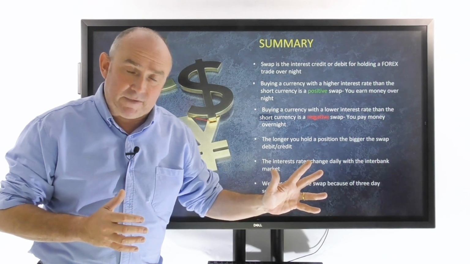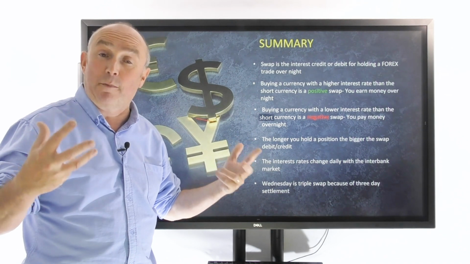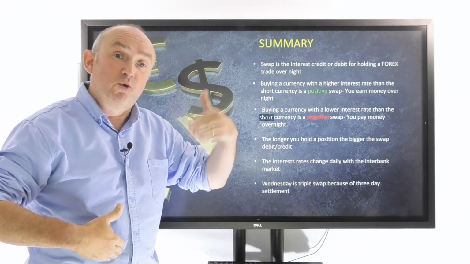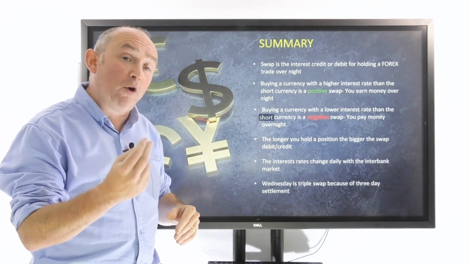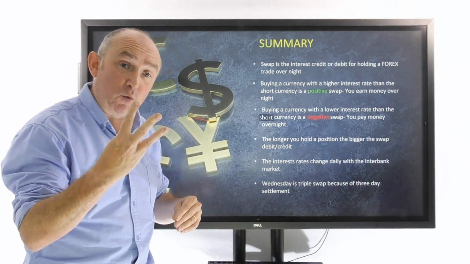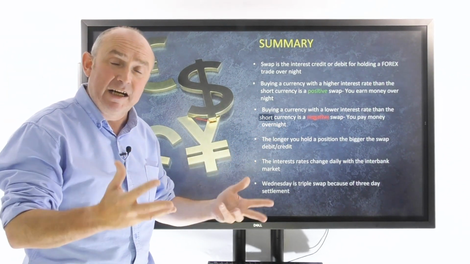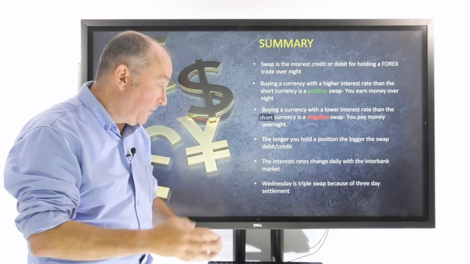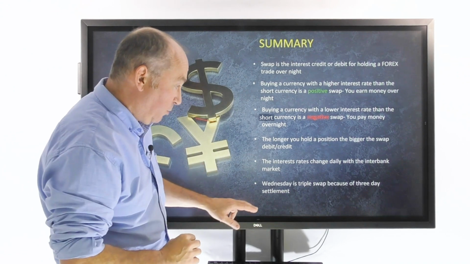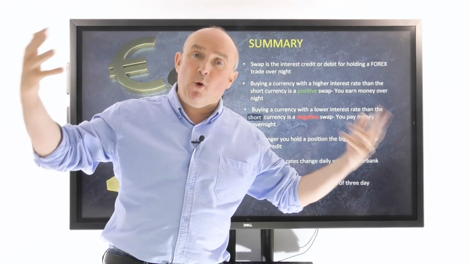Here's an interesting fact. Wednesday is a triple swap. What does triple swap mean? Triple swap basically means it factors in the fact that Forex markets in the futures settle 3 days in advance. So if you hold a position overnight through Wednesday, you're going to get charged 3 days worth of swap. I don't know why basically they do it on a Wednesday and not on a Friday, but that's where it is. The swap will triple on a Wednesday. Other days they are just the standard one swap, but triple swap on the Wednesday. So that's basically the swap. So it's important to understand what it is.